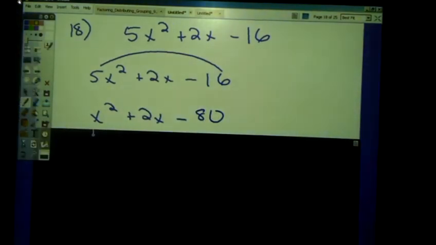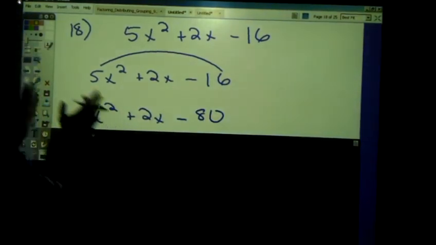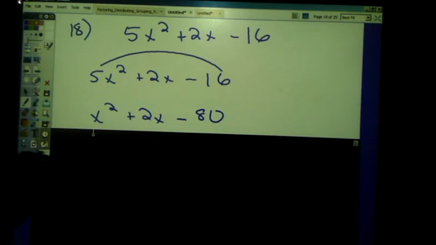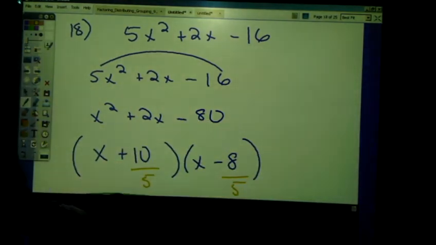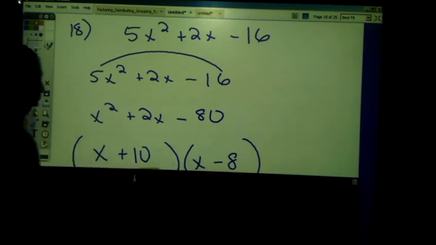Arc it means you multiply 5 times negative 16, and then it goes away for a little while. So 5 times negative 16 is negative 80. Now you factor this just like you did 17, 16, and some of the others. Two numbers that multiply to equal negative 80 and add to equal 2. Those numbers are 10 and negative 8.